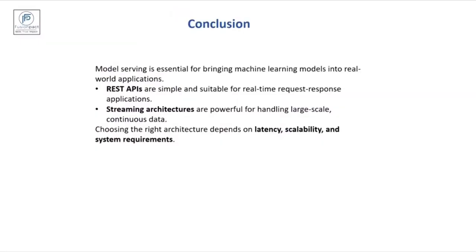To conclude, model serving is essential for bringing machine learning models into real-world applications. REST APIs are simple and suitable for real-time request-response applications, and streaming architectures are powerful for handling large-scale continuous data. Choosing the right architecture depends on latency, scalability, and system requirements.